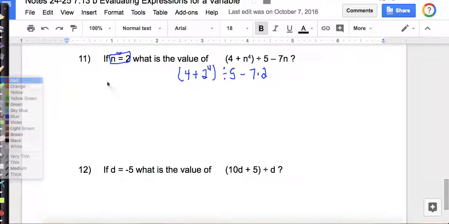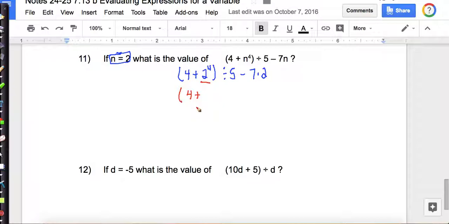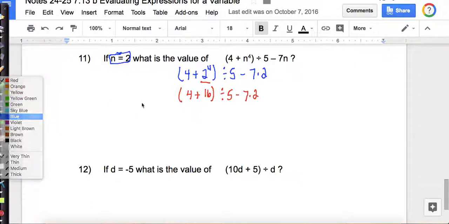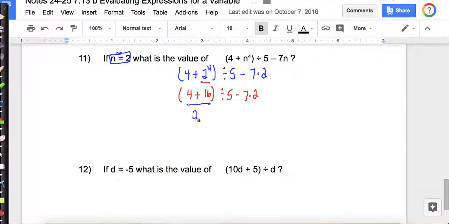So order of operations tells me to do grouping first. So inside the parentheses, I'm going to look for exponents, and I see them right here, 2 to the 4th power. Remember, that means 2 multiplied together 4 times. So 2 times 2 is 4, 4 times 2 is 8, 8 times 2 is 16. Divided by 5 minus 7 times 2. I still have parentheses, so I still have grouping, and 4 plus 16 is 20. Now the parentheses is gone. So 20 divided by 5 minus 7 times 2.